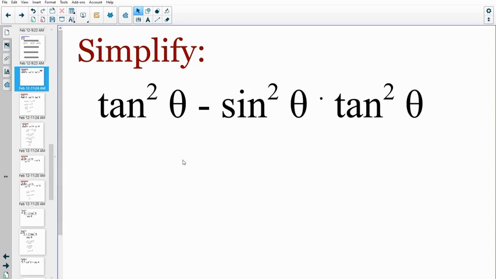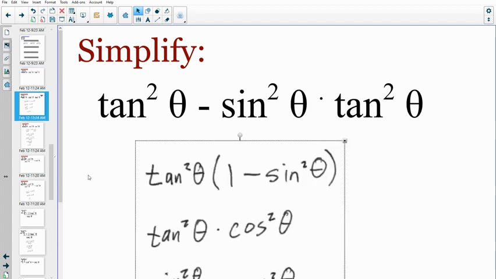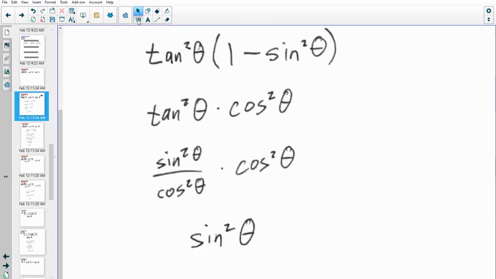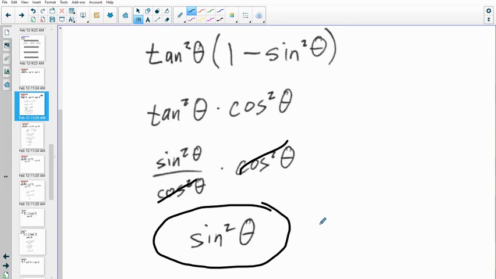The first way I'm going to do this is by recognizing that this term and this term both have a tangent squared. So I can factor a tangent squared out of both of these. That gives me tangent squared times 1 minus sine squared. And then I notice, hey, 1 minus sine squared, that's one of my identities. 1 minus sine squared is cosine squared. So I make that replacement. And then tangent squared times cosine squared. I'm not sure if that's going to simplify any further, but I know I can write tangent squared as sine squared over cosine squared. And then I see that, yes, it will simplify further because cosine squared divided by cosine squared cancels out, and this whole thing reduces to sine squared.